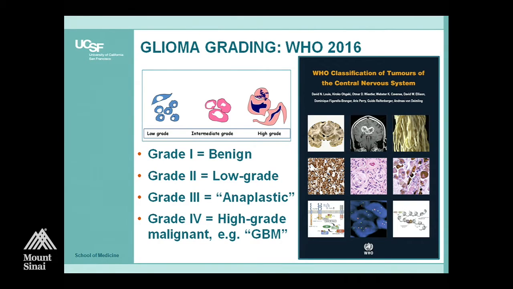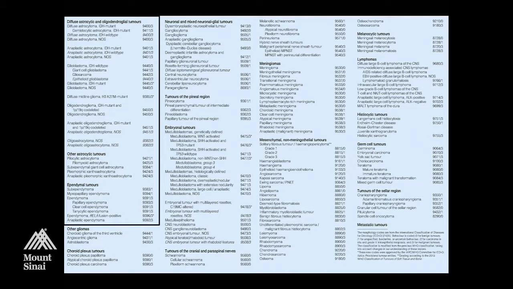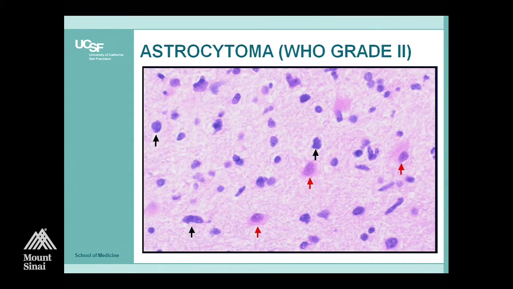So this is kind of where we're moving with the WHO as well, with the grading basically being grade 1 is benign or potentially curable, grade 2 a low-grade malignancy, grade 3 usually has the adjective anaplastic next to it, and grade 4 is the highest grade malignancy, for which glioblastoma is the prototype. So David will talk a lot more about this, but I'm going to focus specifically on the left-hand side of the WHO scheme. These two pages actually are the entire WHO scheme, and as David likes to say, the rest of the book is commentary on these two pages. So we're going to focus on just a little bit of the classification scheme.